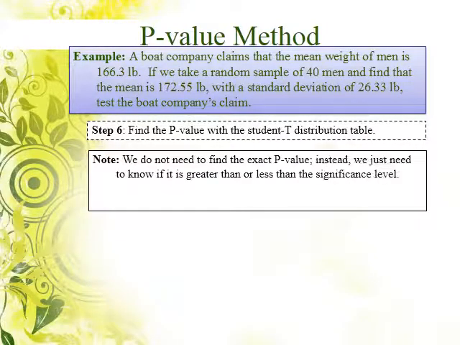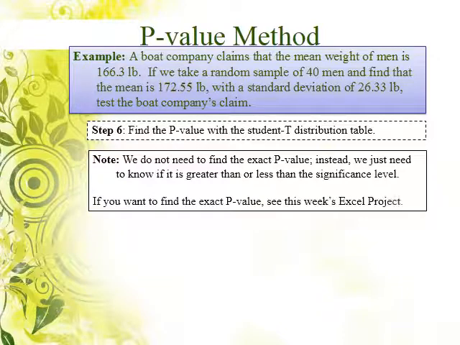However, you need to keep in mind we don't need to find the exact p-value, and we won't be able to with this t-distribution table. We simply need to know if it's greater than or less than our significance level, which we will be able to find out from our t-distribution table. If you want to know the exact p-value for any of the problems you encounter on the homework, you need to use some kind of technology. And so you can take a look at this week's Excel project for a way to get Excel to calculate the exact p-value for a test statistic.